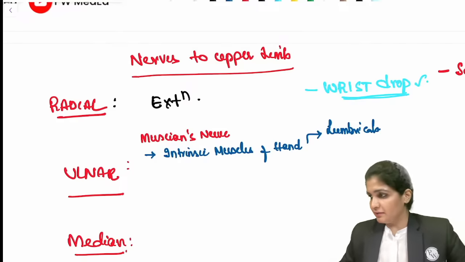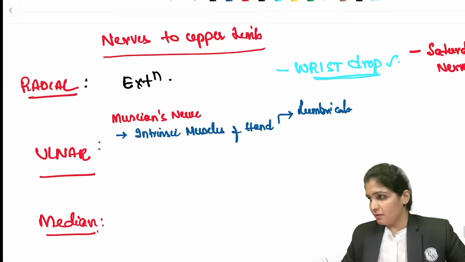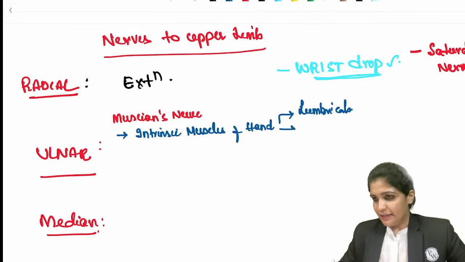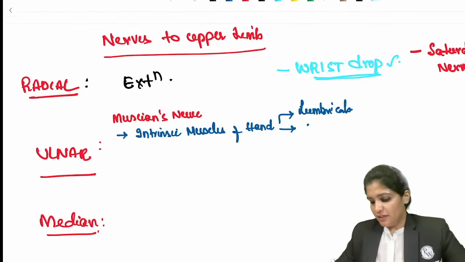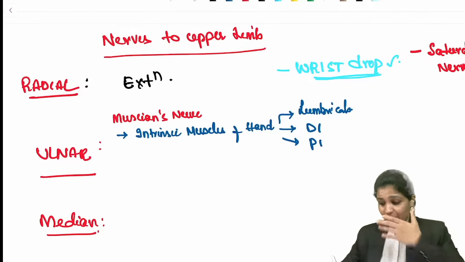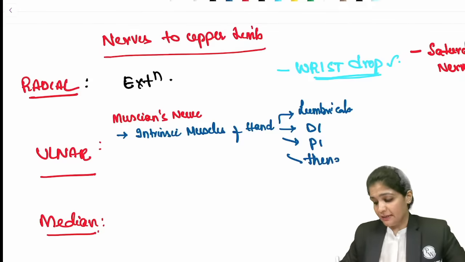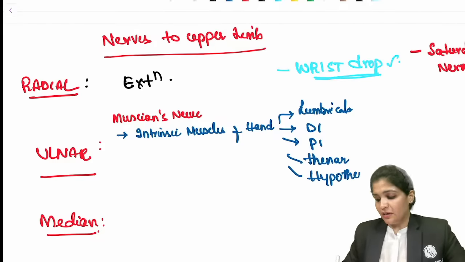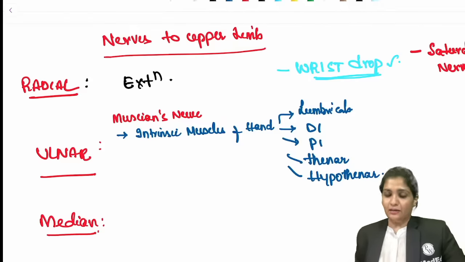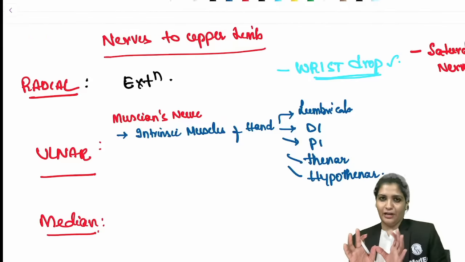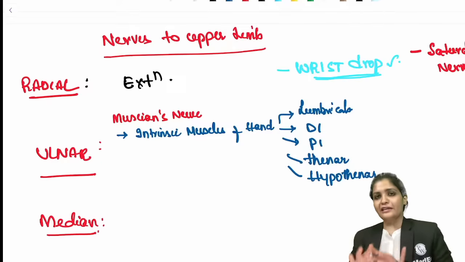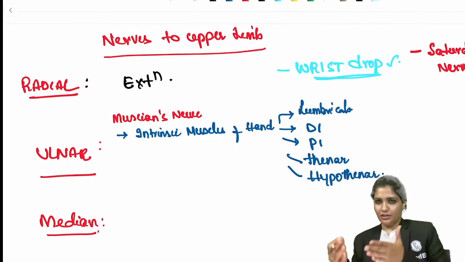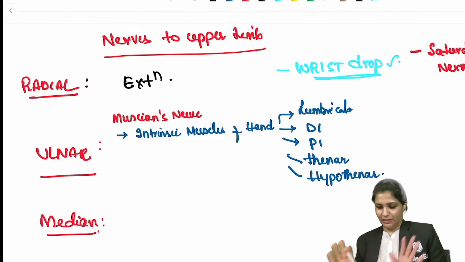Lumbricals, and then there are your dorsal interossei, palmar interossei, your thenar muscles, and your hypothenar muscles. Right, so these are your intrinsic muscles of the hand. So lumbrical, dorsal interossei, palmar interossei, thenar and hypothenar, right?